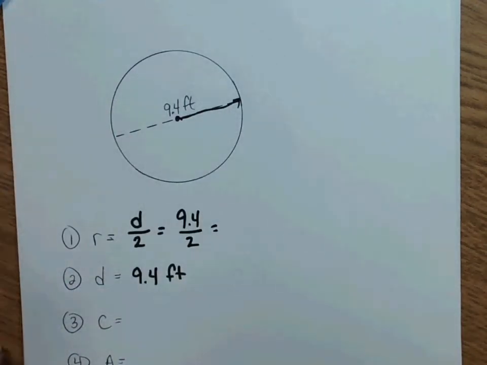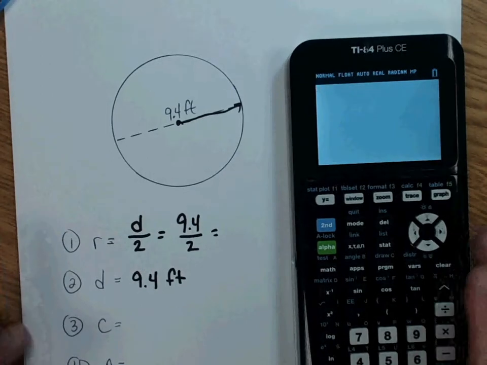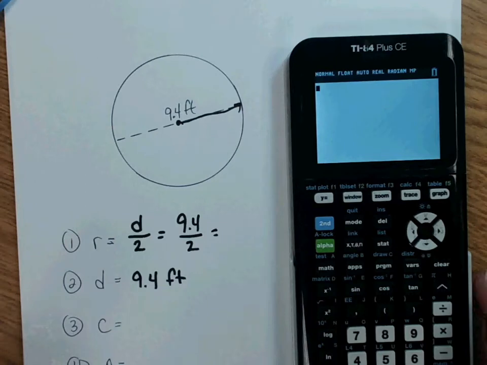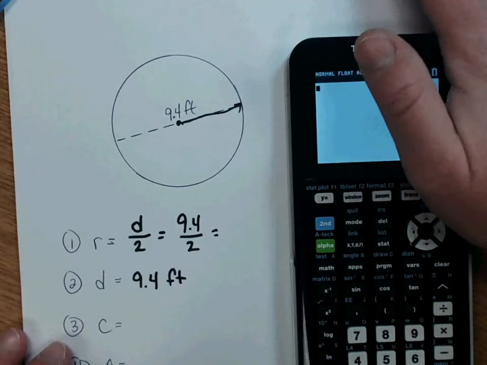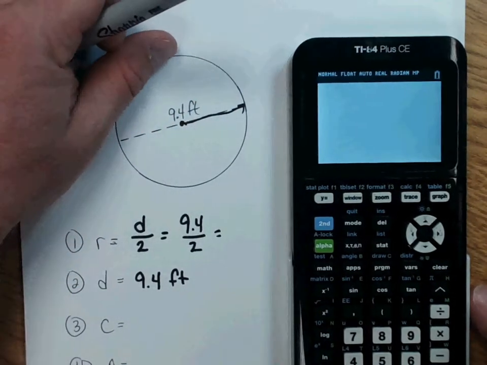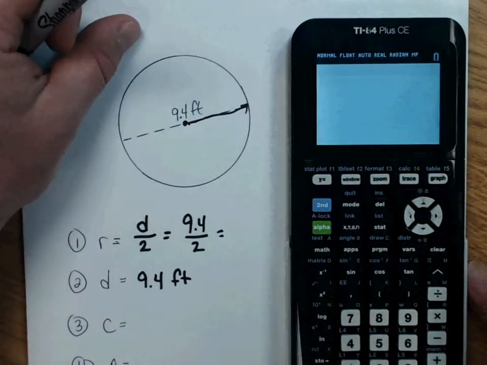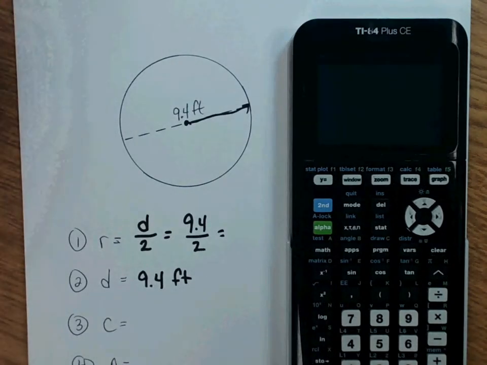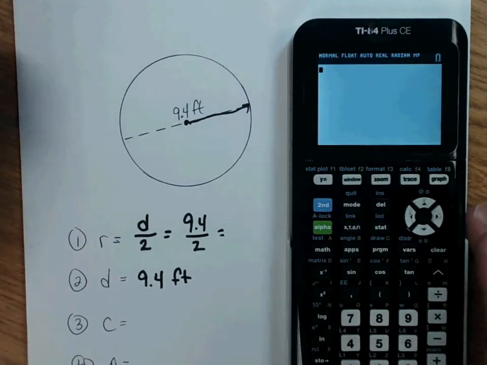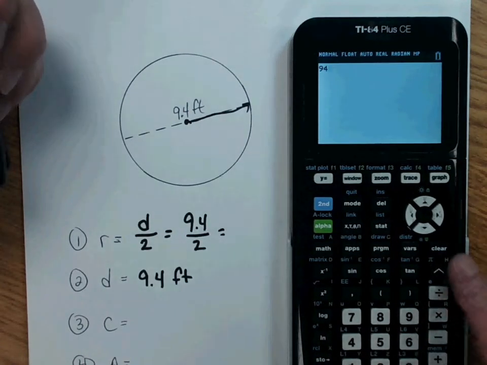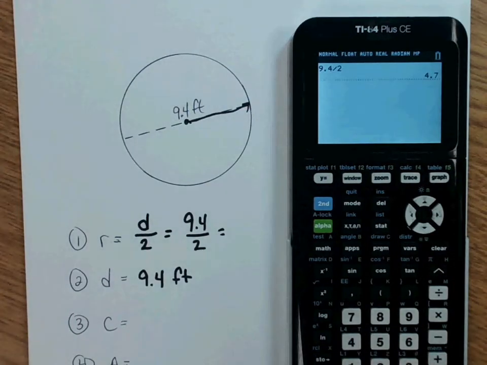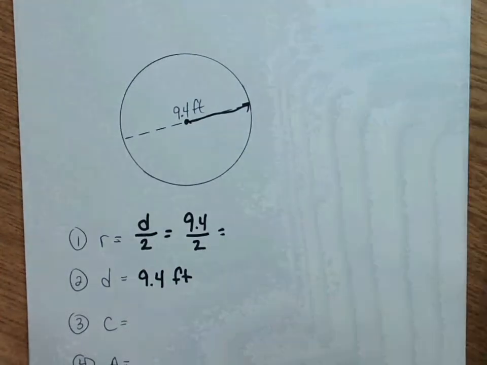And something that hasn't really been stressed a lot this year is the use of a calculator. By all means, there's tremendous value in doing things without a calculator. However, where we are in our mathematics, our calculator should be a tool to solidify correct answers. So even though I can take 9.4 and divide it by 2, and I can do that long division or potentially in my head, there's no reason to make mistakes on things like this. So 9.4 divided by 2 is 4.7 feet.